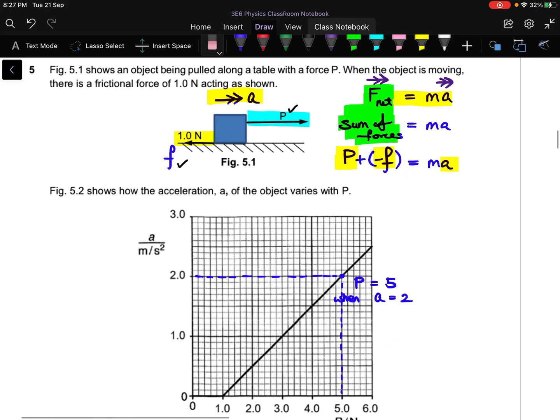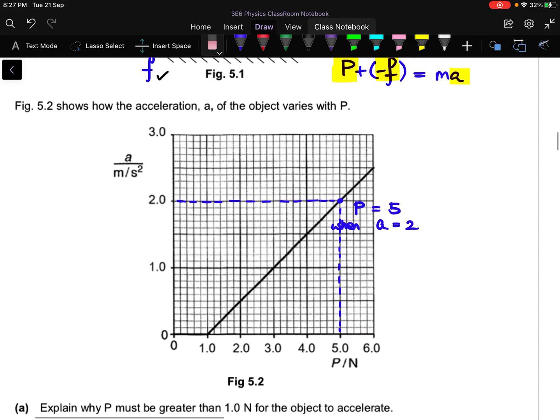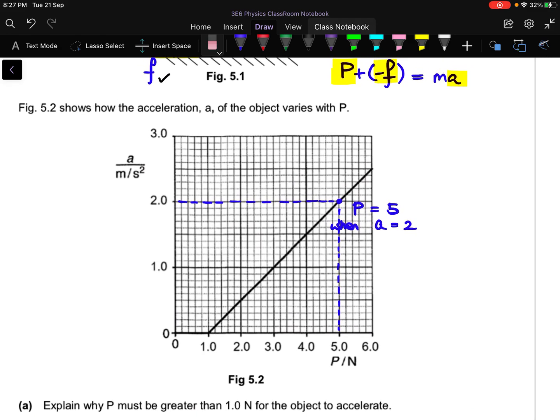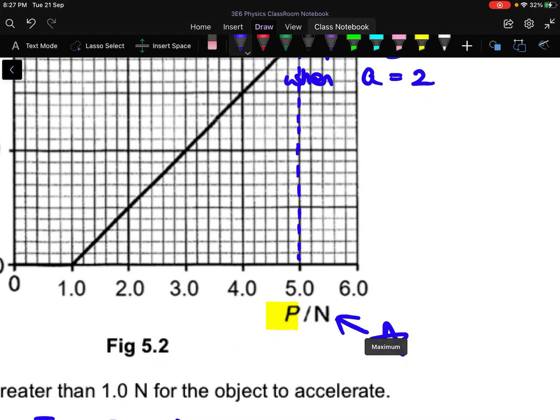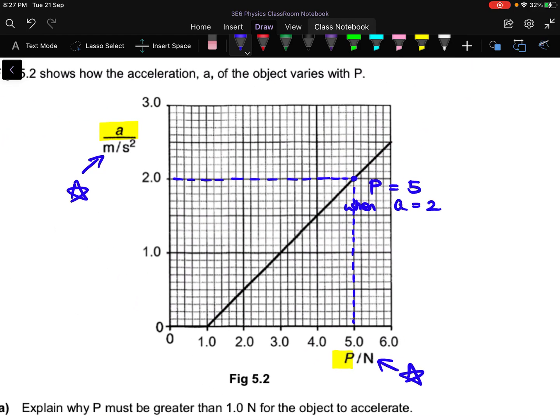Once this is done, then they gave you a graph. Whenever you are dealing with a graph, pay attention to the axis. So this is acceleration and this is P. After that, my usual habit is that I will check whether my unit has any prefixes. Is it kilonewton or is it Newton? So that I don't do anything wrong.